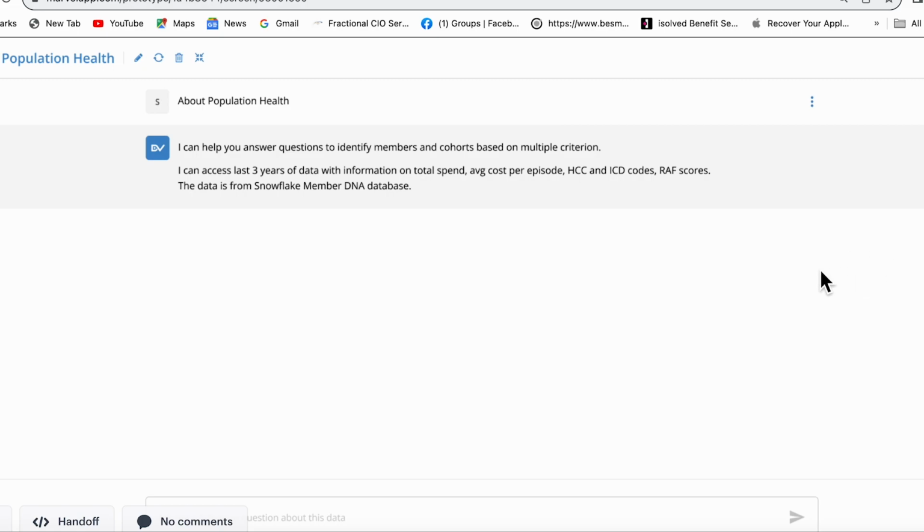and we see a response that I can help you answer questions to identify members and cohorts based on multiple criteria. And this will use access from 3 years of data with information on total spend, average cost per episode, health condition classification code, and ICD-10, along with RAF scores. And the data will come from a Snowflake member database in this instance.